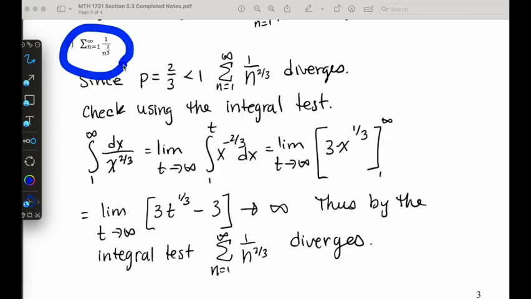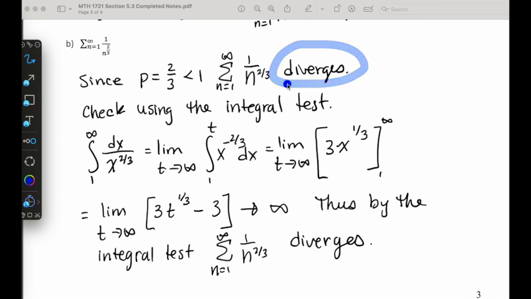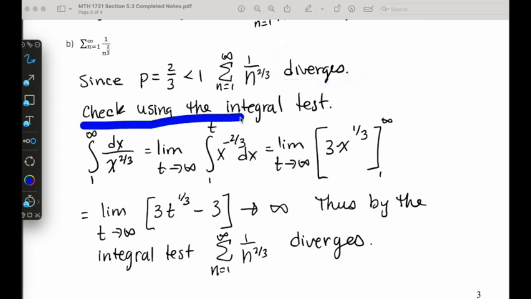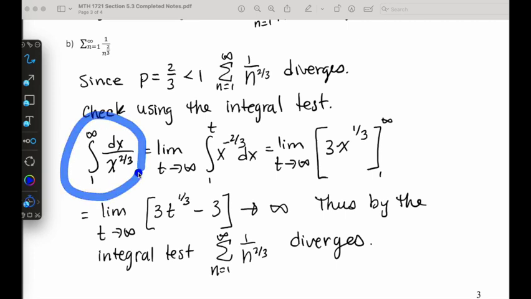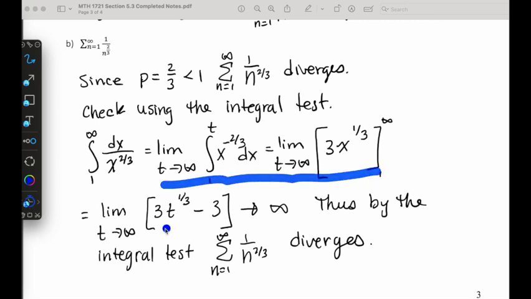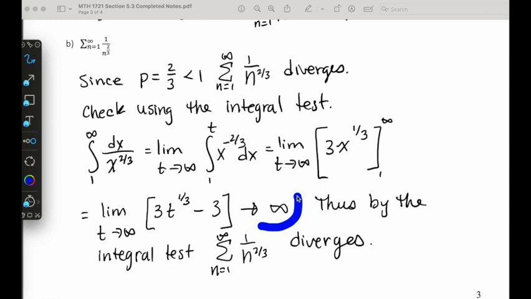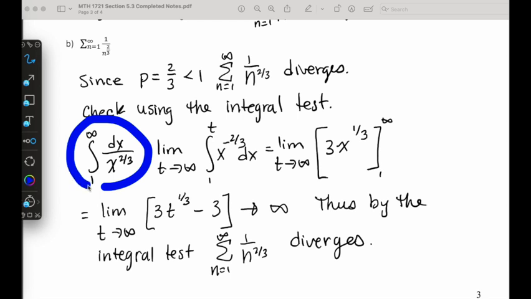Looking at this p-series, we have that our p is 2/3, which is less than 1. I would say that this diverges. Checking it using the integral test to convince ourselves that this is true, we set up our integral 1 to infinity of 1 over x to the 2/3 dx. We check to make sure the 3 criteria are met for the integral test, and they are. So then I go through the process of evaluating that improper integral, and after we evaluate all of it, we get that this integral diverges.